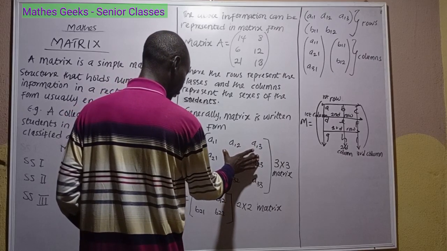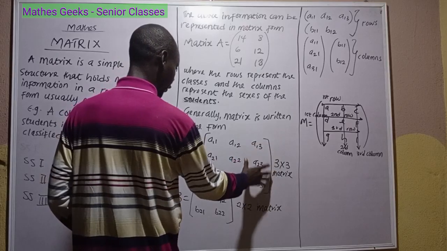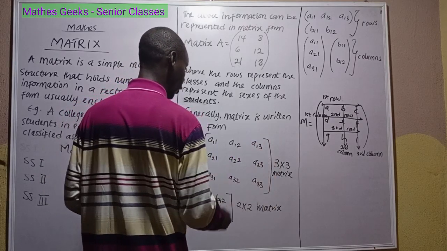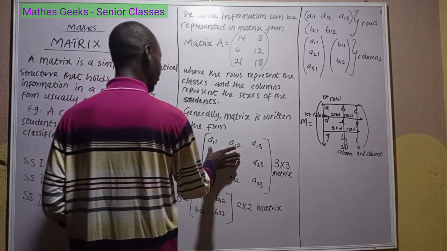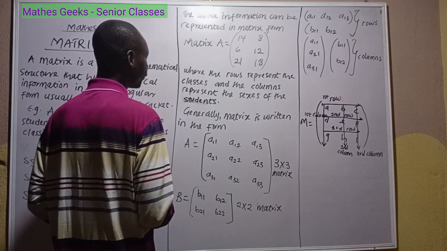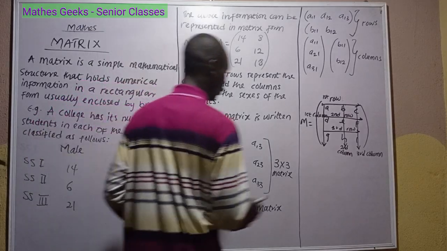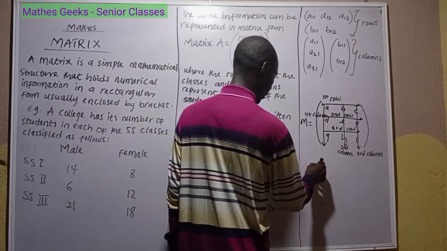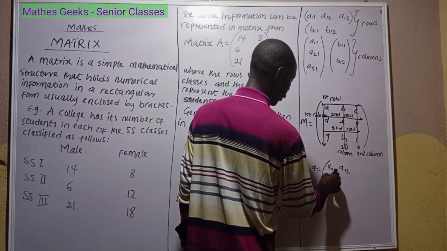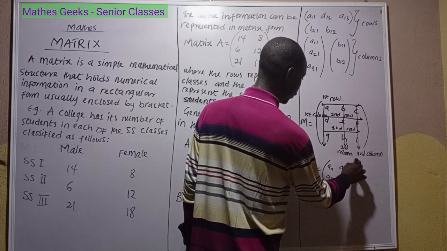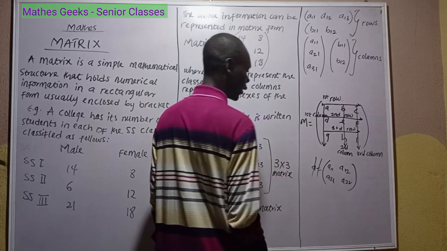Now these letters, the values enclosed in the brackets, are called elements of matrix A. The elements are written in lowercase while the matrix is written in uppercase. So you don't write matrix A equals to e11, e12, e21, e22. It's wrong. You don't write it like this.